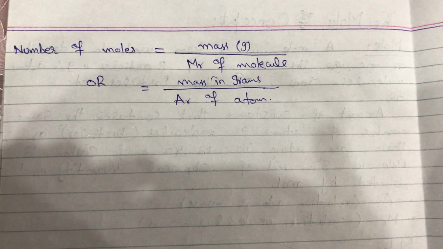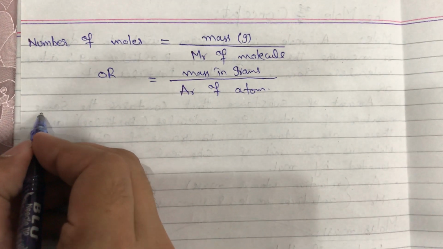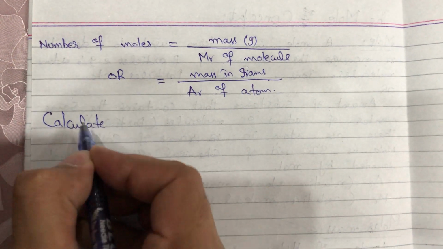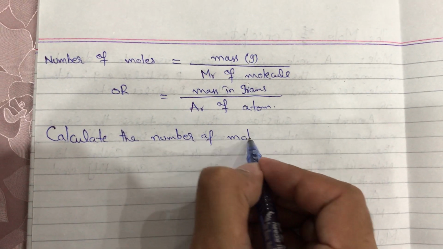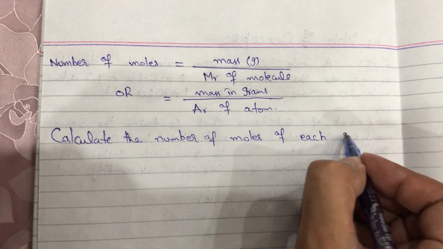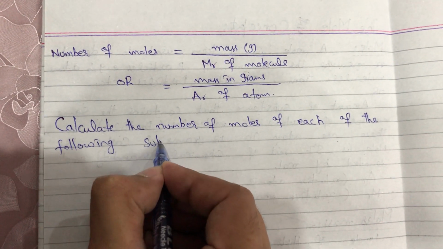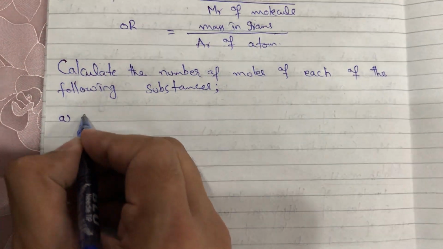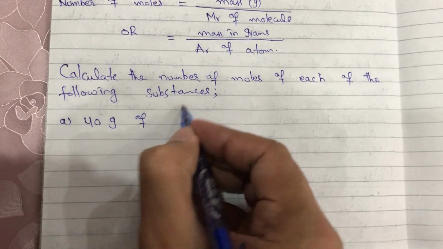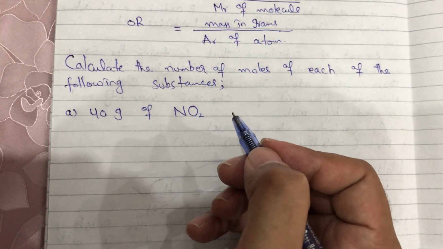Now we can take some example questions in which we calculate the number of moles of substances. Calculate the number of moles of each of the following substances. First one, part A, is 40 grams of nitrogen dioxide. Number of moles of 40 grams of nitrogen dioxide.